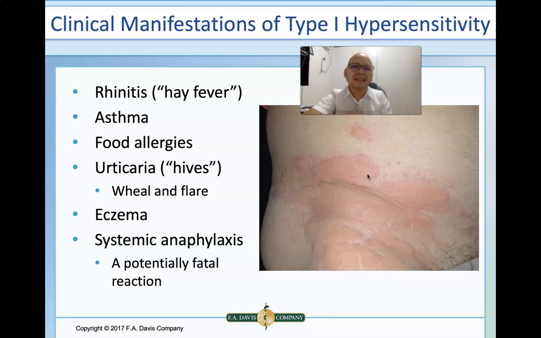So the skin there also has wheal and flare that is almost the same description, but in eczema it becomes very itchy, and the people with eczema usually cannot stop but scratch their skin, and in some cases it will cause wounds and secondary bacterial infection may come in. And of course, the one that is also potentially fatal is systemic anaphylaxis.